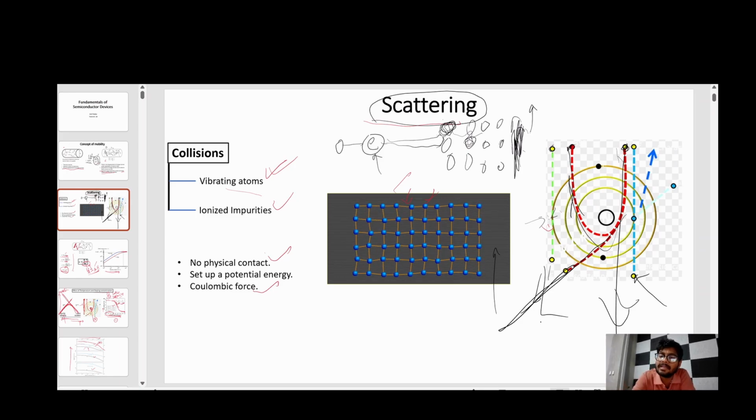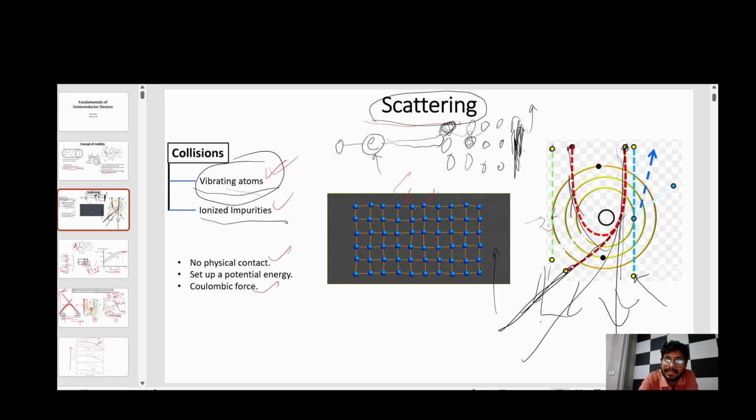But if it is going in close proximity, it will definitely feel some force, so it will go like this. So that is the scattering by the ionized impurities and vibrating atoms. These are the lattice atoms, vibrating at their own positions, so the carriers will collide with these atoms. So that hinders the mobility.